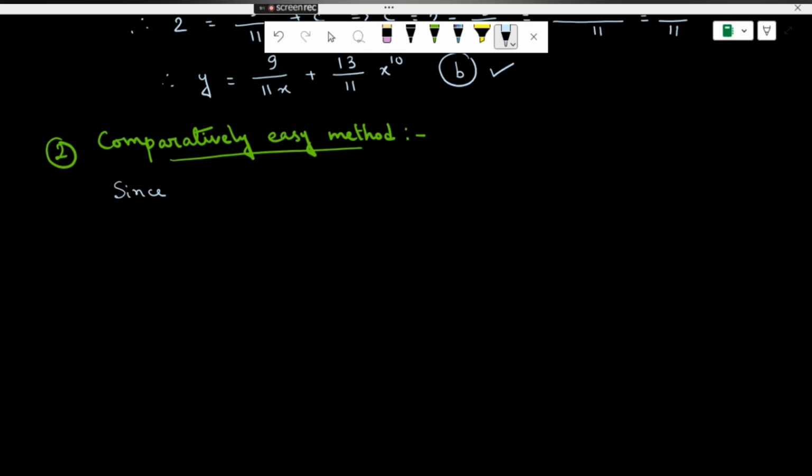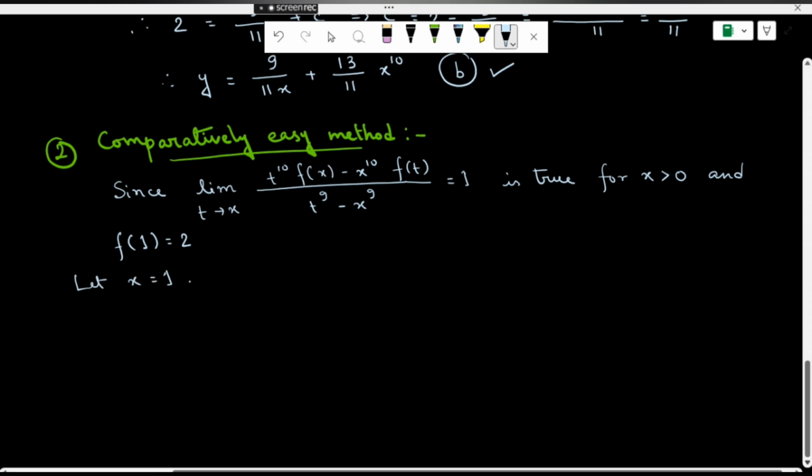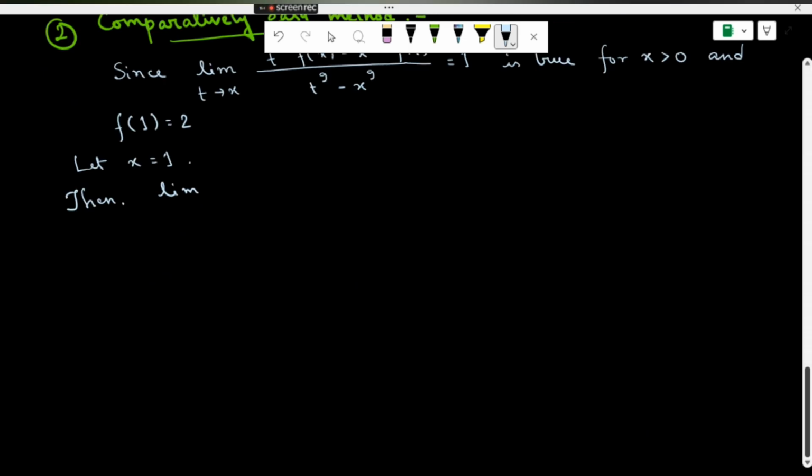So what you will do, since the limit is given, as I have mentioned earlier, limit t tends to x, t to the power 10 f(x) minus x to the power 10 f(t) by t to the power 9 minus x to the power 9 equals 1, and f(1) is equal to 2 is given, and it is given that this limit is true for all x greater than 0. So can we take x as 1? So let's take x equal to 1.